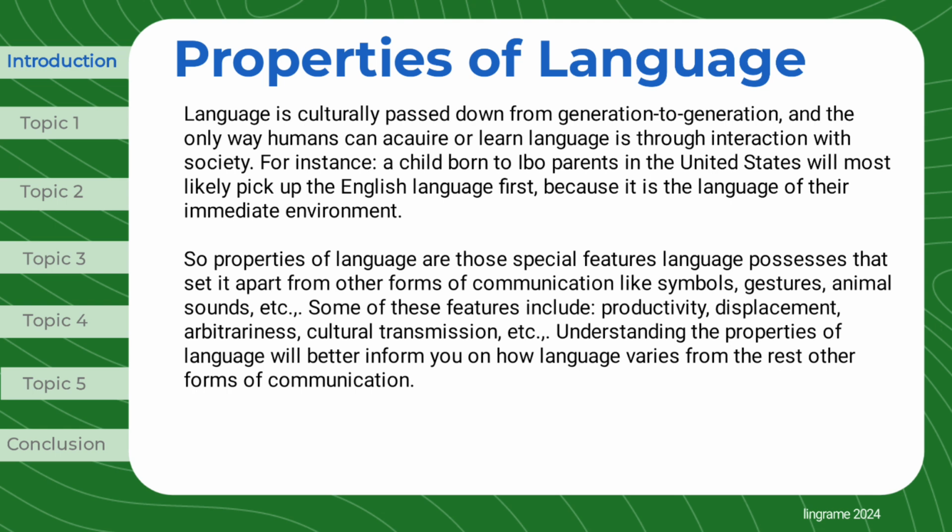So properties of language are those special features language possesses that set it apart from other forms of communication like symbols, gestures, animal sounds, etc. Some of these features include productivity, displacement, arbitrariness, cultural transmission, etc. Understanding the properties of language will better inform you on how language varies from the rest of the other forms of communication.